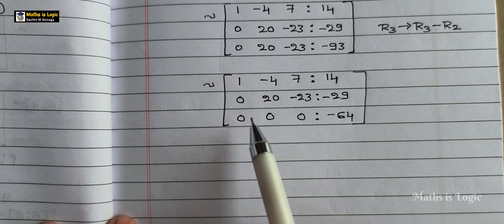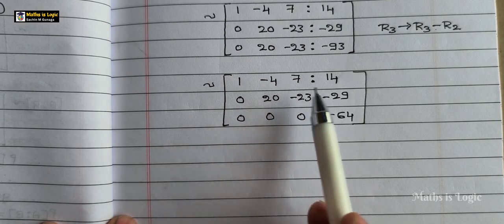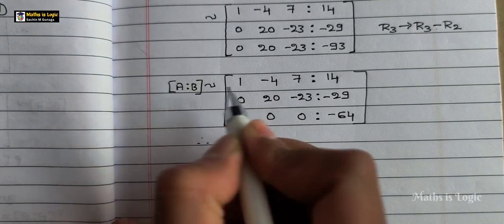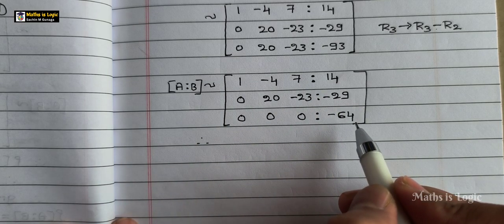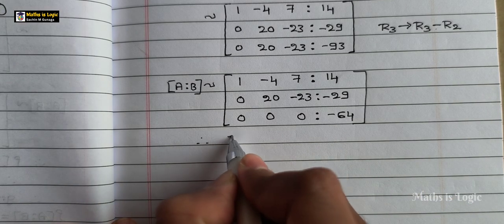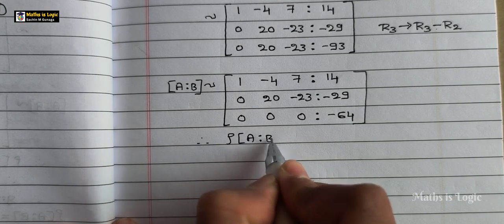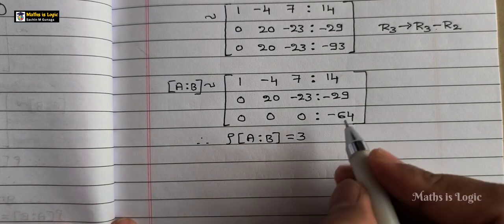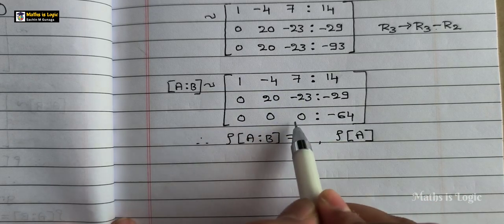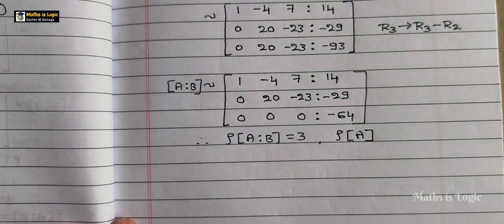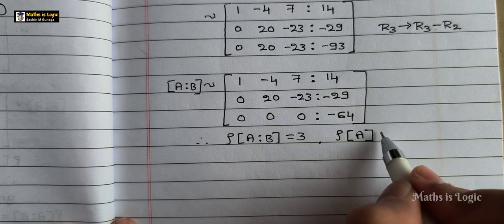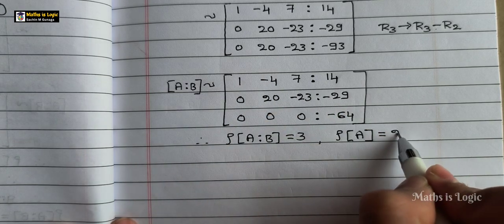Now we reduced the given augmented matrix in echelon form. Therefore, this is the augmented matrix. So here 3 non-zero rows are there. Therefore, rank of augmented matrix is 3. Next, rank of A matrix. What is that A matrix? This part is the A matrix, but we can observe here only 2 non-zero rows are available. Therefore, rank of this matrix goes to 2.